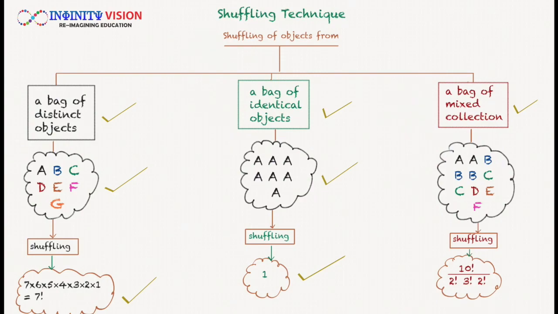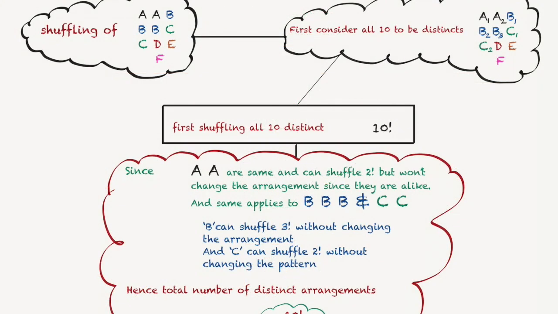Now in the mixed collection, you have a total of 10 chocolates, out of which 2 A's, 3 B's, 2 C's, and then D, E, F. Now shuffling 10 chocolates, the answer is going to be 10 factorial upon 2 factorial upon 3 factorial upon 2 factorial. Let's see how. In the shuffling of this, first we'll consider all to be distinct. So we'll make the 2 A's as A1, A2, B as B1, B2, B3, C as C1, C2, D, E, F. So all 10 distinct would be shuffled in 10 factorial ways. That's very clear.